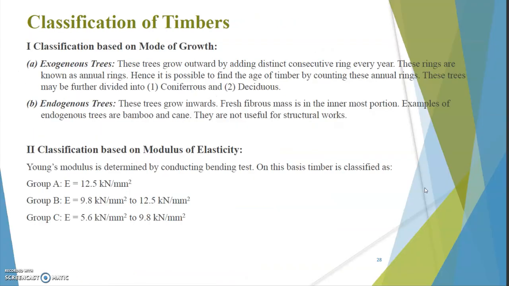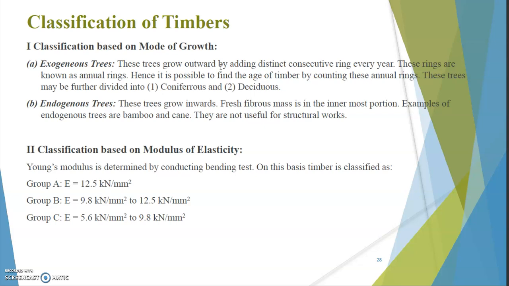So the classification of timbers can be made based on several categories. The first one is classification based on mode of growth, so how a tree grows. Based on that, we have certain classifications. First one is exogenous trees and endogenous trees. Exogenous trees grow outward by adding distinct and consecutive rings every year. These rings are called annual rings. Hence, it is possible to find the age of timber by counting these annual rings.